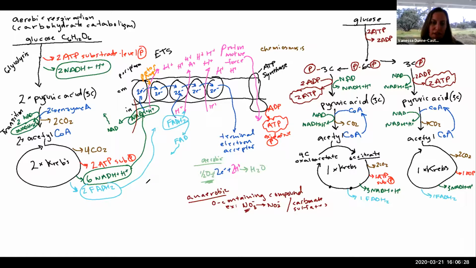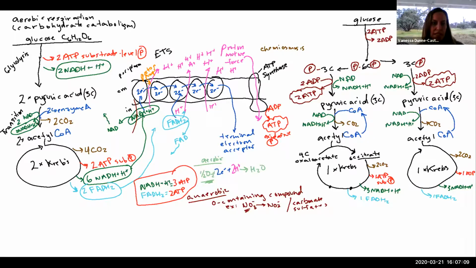So because of this, we have a rule of conversion. For every 1 molecule of NADH plus H plus, that equals roughly 3 molecules of ATP. For every 1 molecule of FADH2 that's generated, this has the potential to make roughly 2 molecules of ATP. All right, so this is our conversion rule, something that's really important for you guys to note for oxidative phosphorylation.